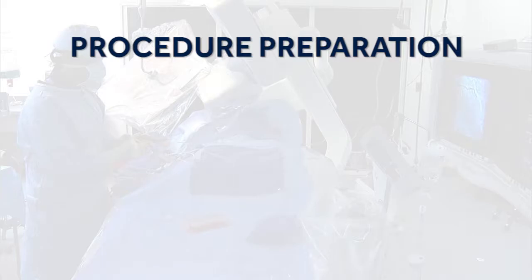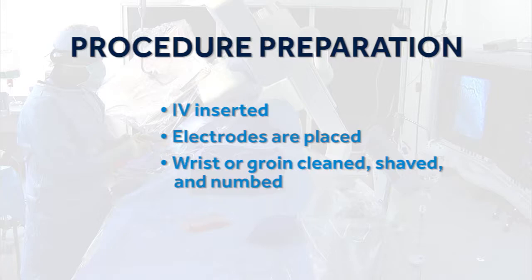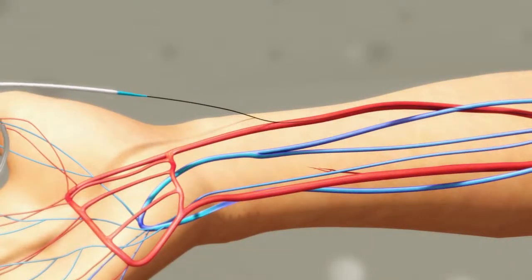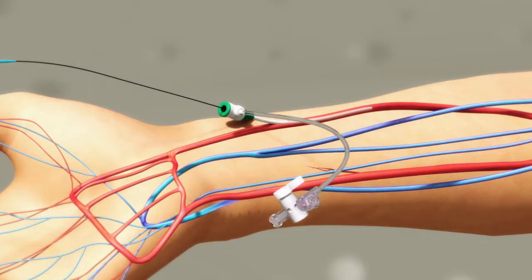To prepare for your angiogram, a nurse inserts an IV into your arm to administer mild medications to help you relax. Then small sticky pads called electrodes are placed on your chest to monitor your heart rate and rhythm. Your wrist or groin area is cleaned, shaved and numbed. Then a tiny puncture is made and a short tube called a sheath is inserted gently into your artery.